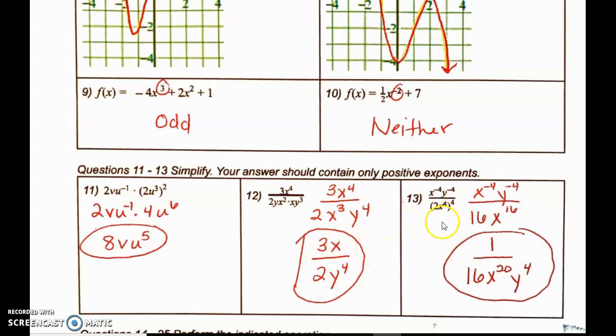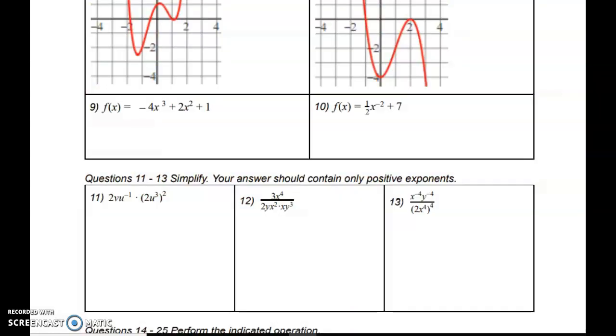In the last one, in 13, I begin by distributing the 4 to the 2 and the 4 to the x to the fourth. So that 2 to the fourth gives me 16. x to the fourth gives me x to the 16th because I multiply. And then now I see my x's I can subtract. Well, 16 has the power, so I'm going to subtract 16 minus negative 4 into the bottom. That gives me x to the 20th. And I also notice I cannot have negative exponents, so I need to flip that guy into the bottom. So there is my final answer for 13. Let's look at the next two.